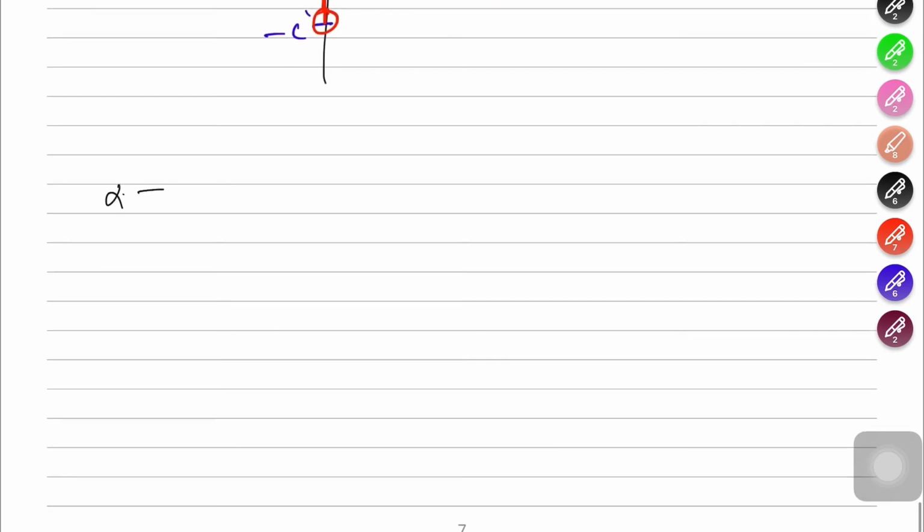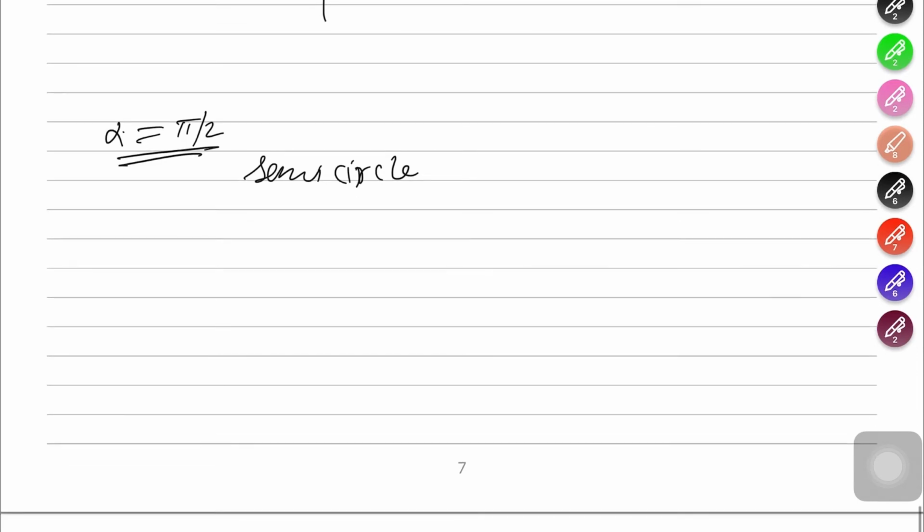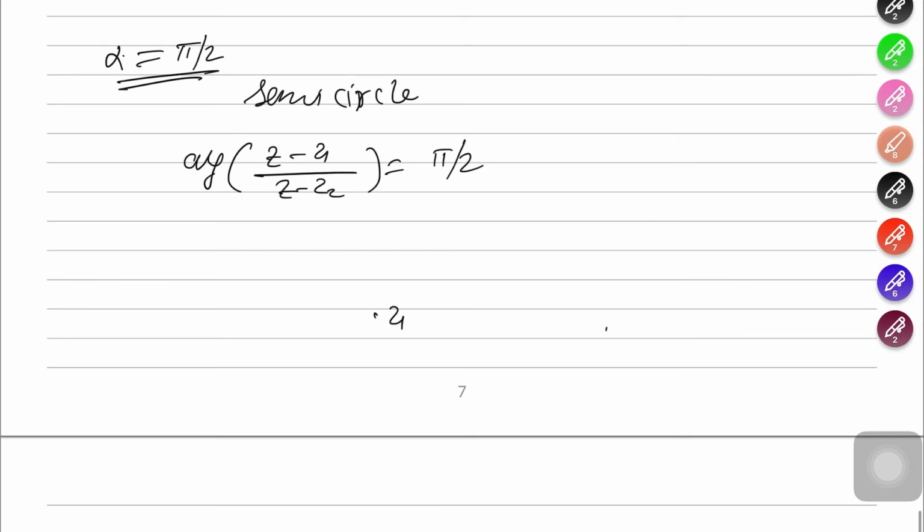Okay. Next, one more thing we can see: if alpha is pi by 2, then they represent a semicircle. That means argument of (z minus z1) upon (z minus z2) is equal to pi by 2. They represent a semicircle. So this is, let's say, z1, this is z2. This is one semicircle. The other semicircle, there are two semicircles possible. So one of the semicircles is the actual semicircle.